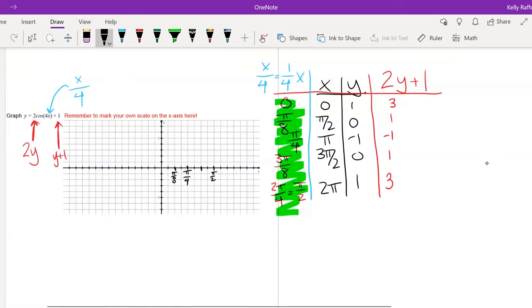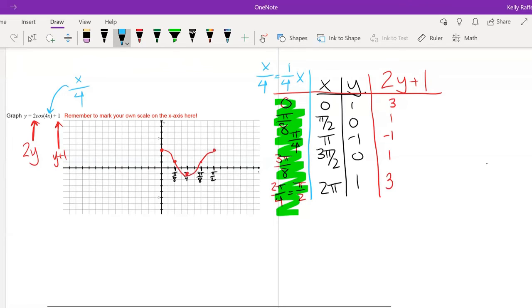You don't have to mark every line. Like I didn't write 3 pi over 8 in there. Maybe I'll just try to make these a little bit smaller. There we go. All right, and then I'm just graphing my points in here. So 0, 3, pi over 8, 1, pi over 4, negative 1, 3 pi over 8, 1, and pi over 2, 3.